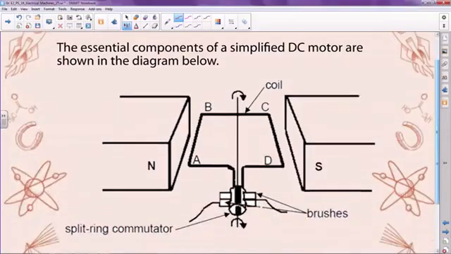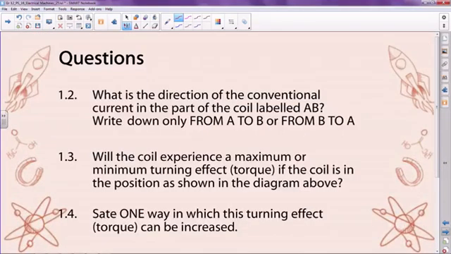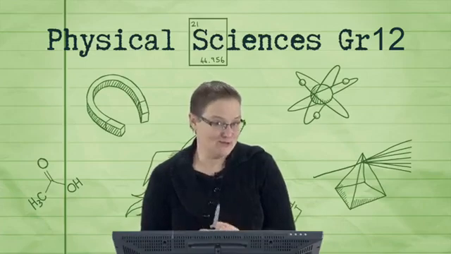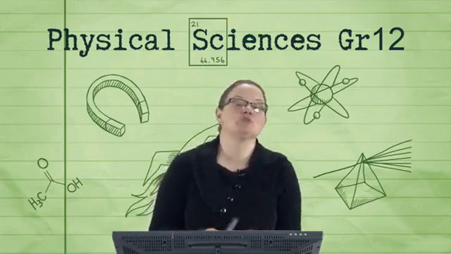Very important. All right, now same circuit. Okay, so here we have our circuit. Now they say to us, what is the direction of the conventional current? Will the coil experience a maximum or minimum turning effect where it's shown, and state one way in which this turning effect or torque can be increased. So there's a couple of things: what is the direction of the current? Is it a maximum or minimum? And how can I increase this torque? I'm going to give you 2 minutes to answer those questions, and your time starts now.